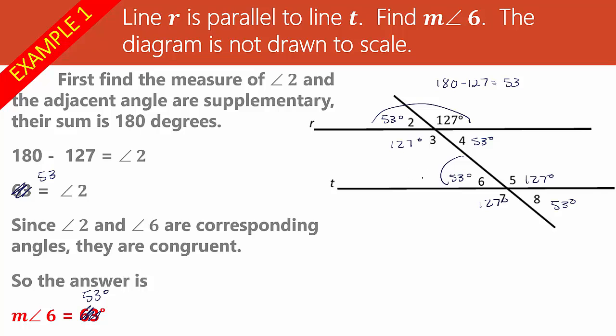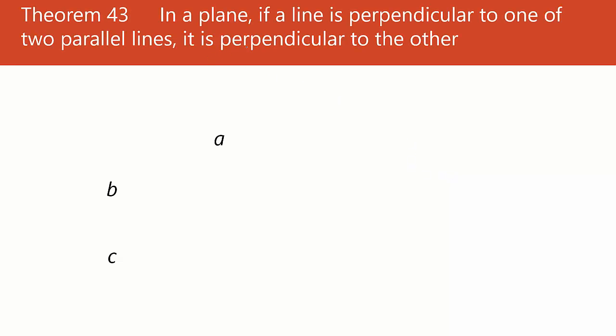So no sum of angles here, just the measure of whatever angle 6 is. All right, a couple of things. In a line, this is a theorem. Don't worry about the number, but this is a theorem. Theorems are basically like rules. So in a plane, if a line is perpendicular to one of two parallel lines, it is perpendicular to the other of the parallel lines.